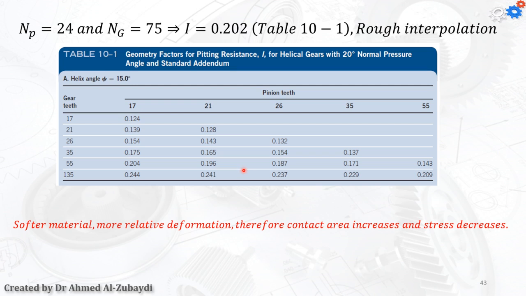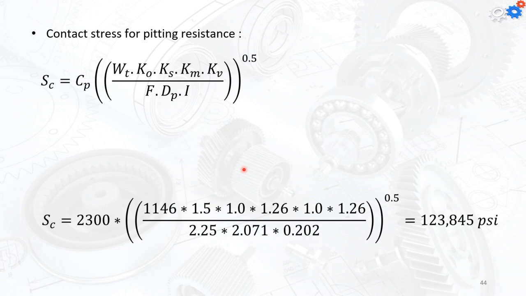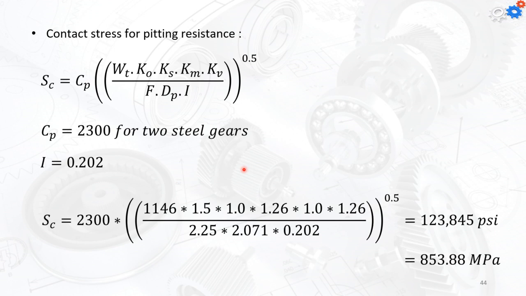Okay, 0.202. Now we're going to find the value for the contact stress, because now I know the Cp and the I value, and all the parameters given in the contact stress equation. Once again we apply the calculation, and we find the value to be equal to 123,845 psi, which is equal to 853.88 megapascal. I encourage you to do the calculation for this step yourself and double check your answer.